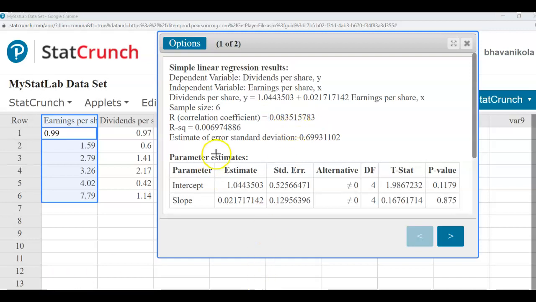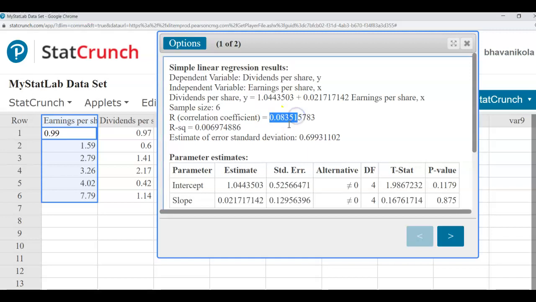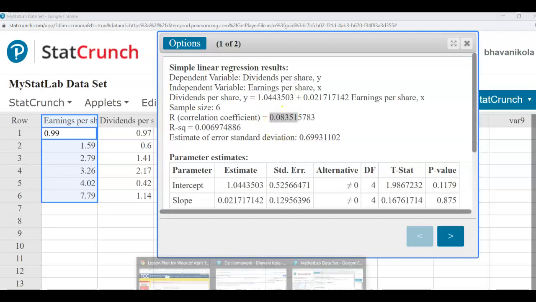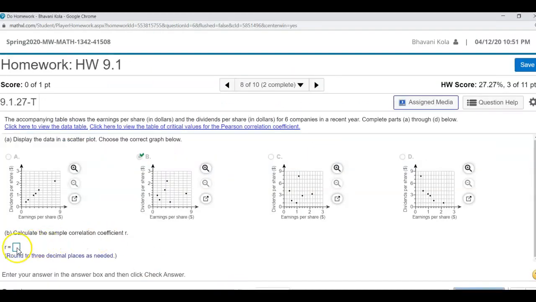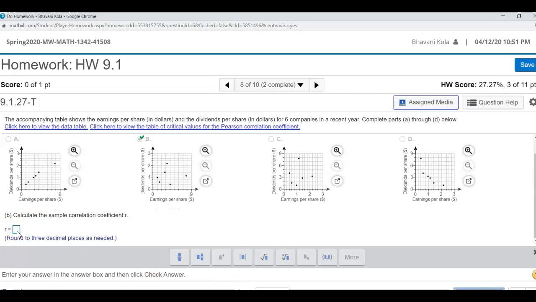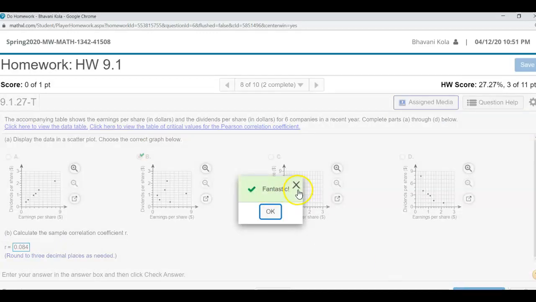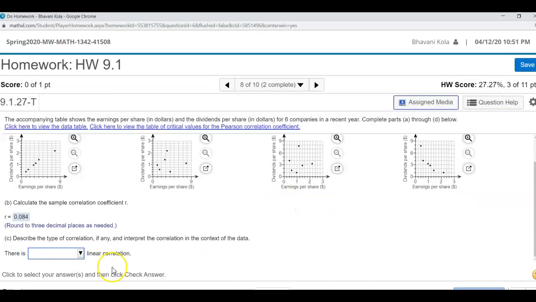0.8351. Let me go ahead and copy it so I don't have to go back and forth. I did not check how many decimal places, but I'm going to check in a minute. 3 decimal places. Go ahead, plug that in. Boom. 1, 2, 3. So 4. Fantastic. And now it's 0.0.